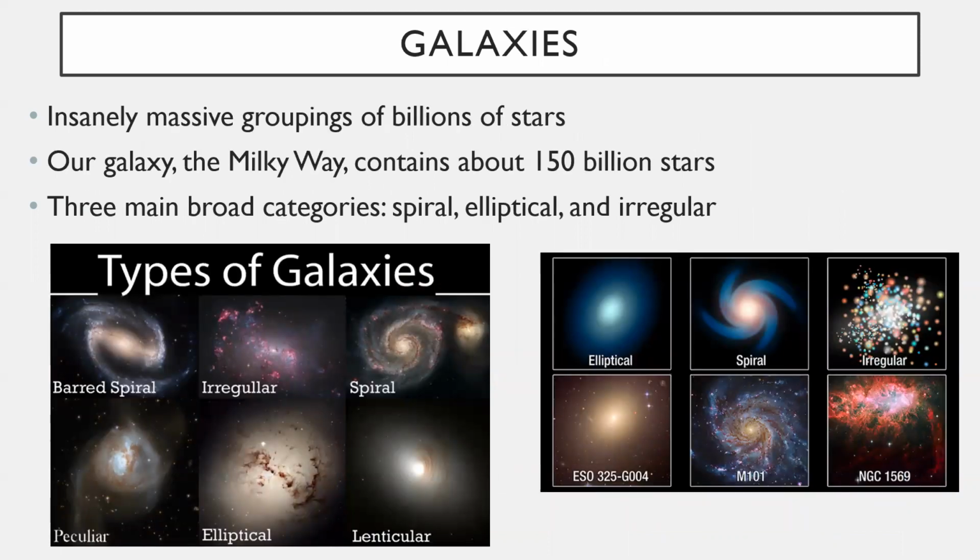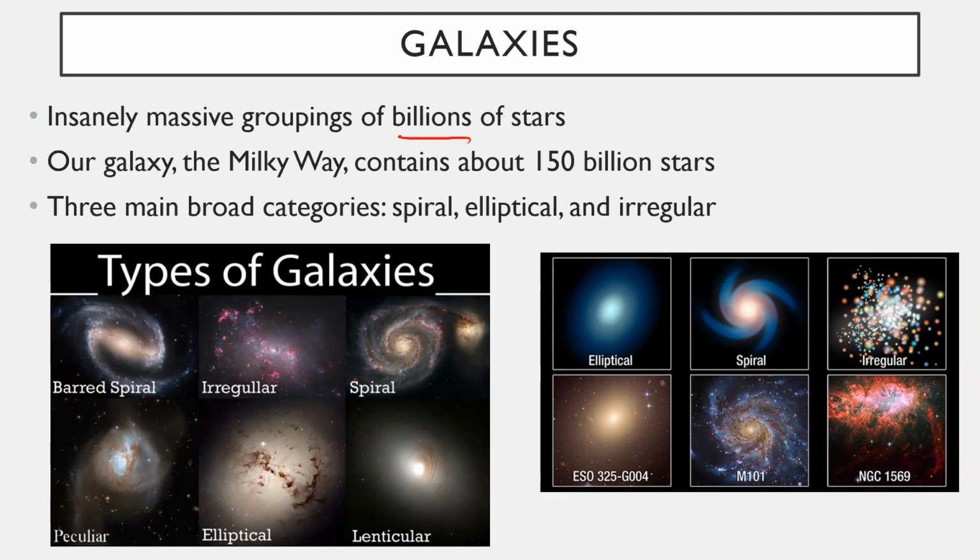Speaking of galaxies, we've talked about galaxies a couple times now. Galaxies are just insanely massive groupings of billions of stars. So when you see a galaxy, like a spiral like this or whatever, notice that there's billions of stars in there. That's insane. There's more stars in a galaxy than there are people on Earth. Crazy. Now, our galaxy, which is called the Milky Way, is a pretty massive galaxy in the whole grand scheme of things. We're actually quite fortunate what kind of galaxy we live in. It contains about 150 billion stars. So it is a really big galaxy in the grand scheme of things.